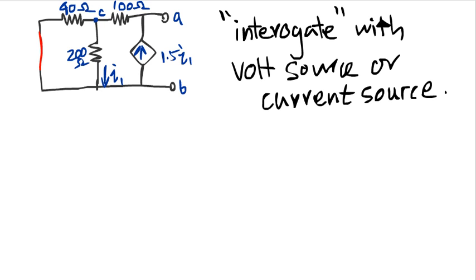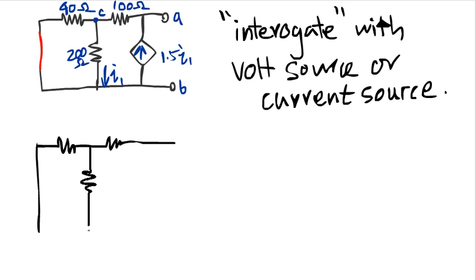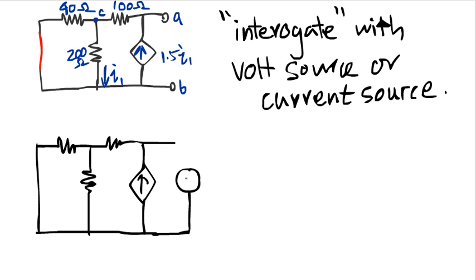Now let's use the case of using a voltage source first. All right. So in this particular case, we are going to reduce the circuit and introduce a voltage source. Now the voltage source can be 1 volt, 2 volt, it doesn't matter. For the sake of simplicity, we are going to use a 1 volt.